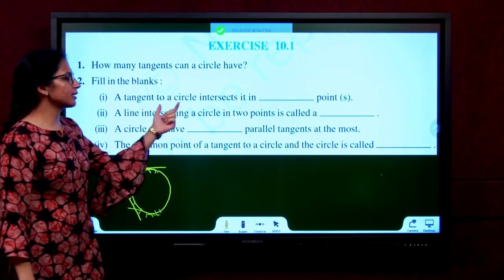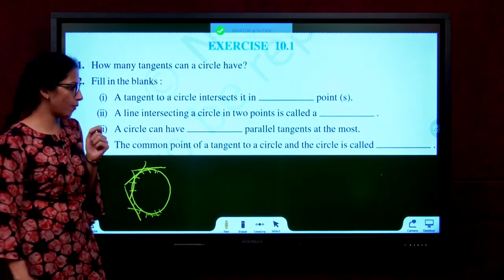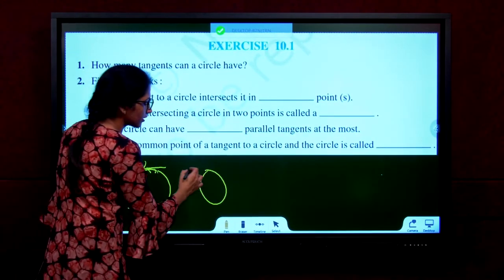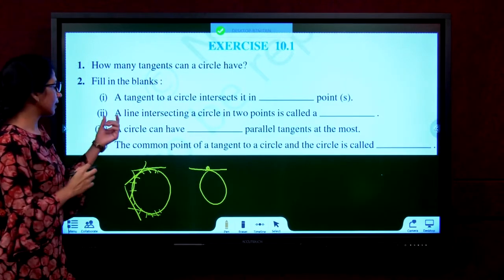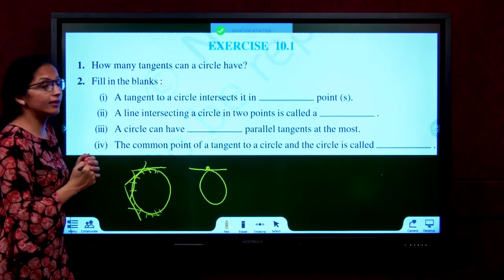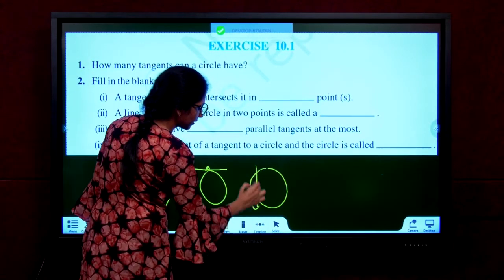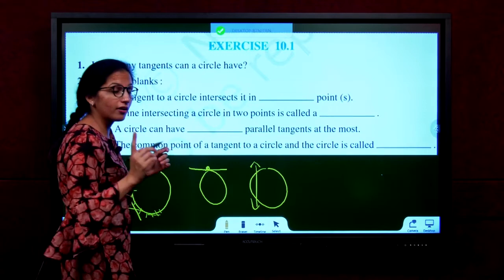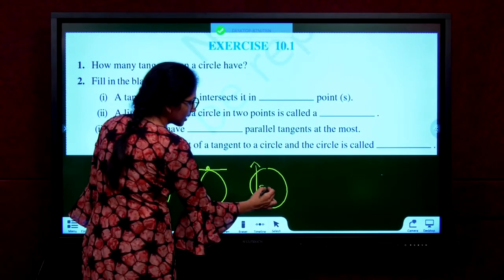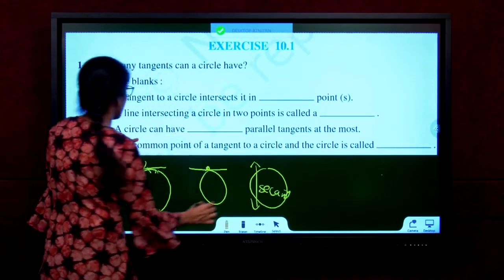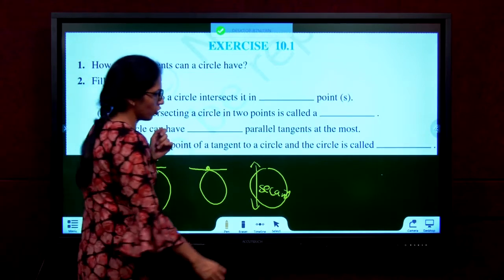Fill in the blanks. A tangent to a circle intersects it in dash point or points. A tangent to a circle only intersects it at one point. A line intersecting a circle in 2 points is not a chord, it's not a segment, it's a line. It's called a secant.